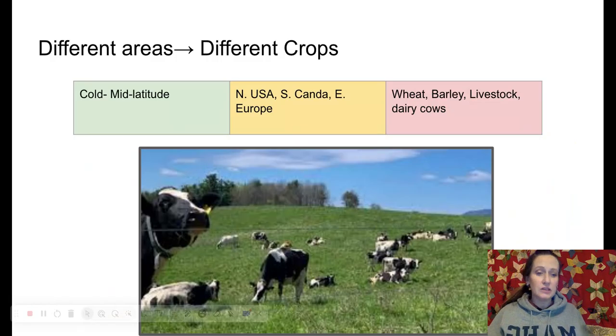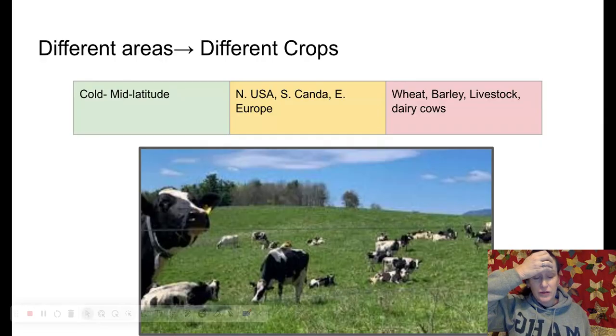Now, because of this, I need to put this down. Different areas will grow different crops, right? Because they have different needs, different requirements. So I'm going to do a table chart here, but one at a time. So you would make 3 columns, as you see here, 1, 2, 3, 6 rows if you're doing this from the start.